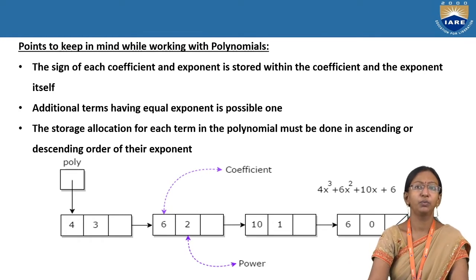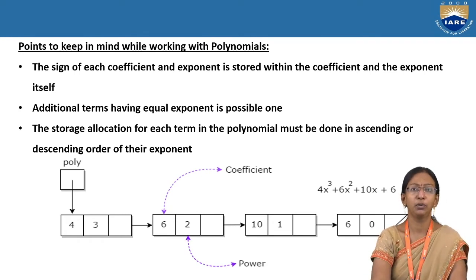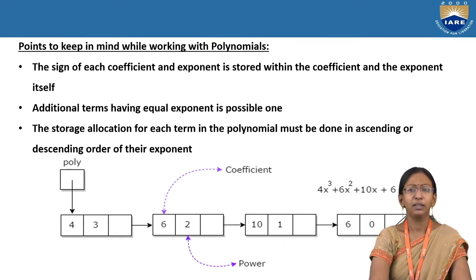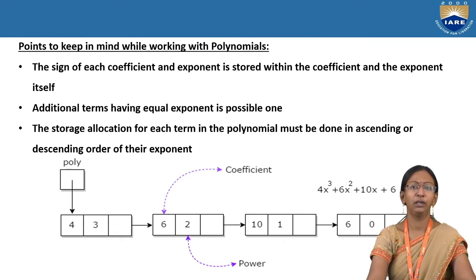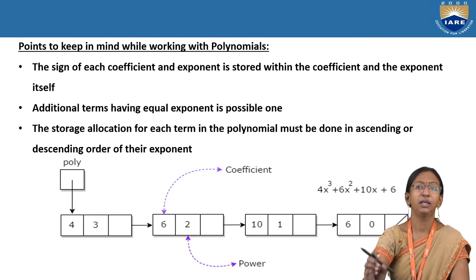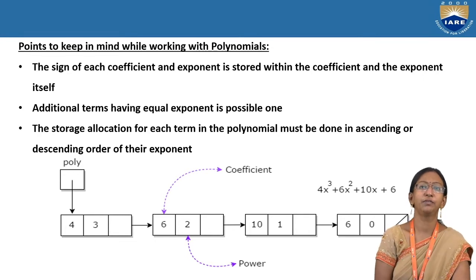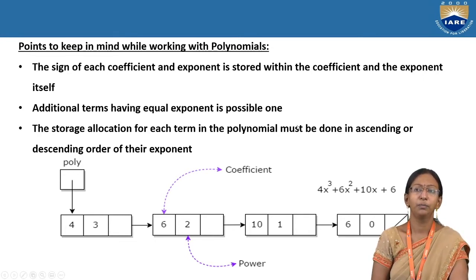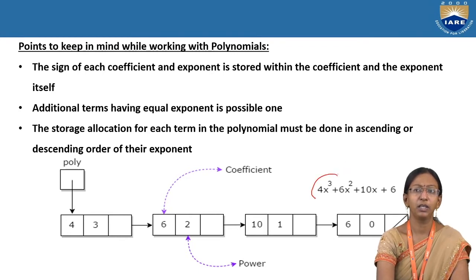So what are the key points that we need to remember while working with polynomials? The basic sign, positive or negative, of an exponent or coefficient will be part and parcel of the data. For example, have a look at the diagram which I have given you: 4x cubed plus 6x squared plus 10x plus 6. The first term is 4x cubed. Here, the coefficient part is 4 and the exponent part is 3.